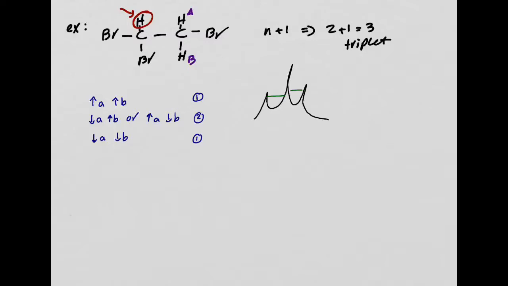Ready for the next one? We're just going to keep doing this until you get this down. Here is our next problem. I'm going to have a CH3 attached to a carbon that is attached to a Br, attached to a hydrogen, and then it's attached to a CH3. So far so good? Okay.